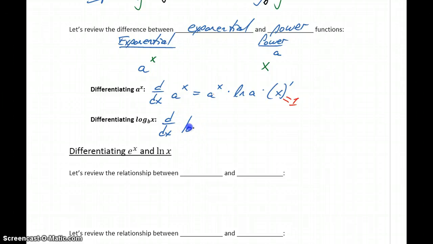To differentiate a log function with base b, we take the derivative with respect to x of log base b of x. This is going to equal 1 over x, so whatever this value is here, so 1 over x, times the natural log of the base, so all of that in the denominator of that fraction, times the derivative of x. Again, times the derivative of whatever it is we're taking the log of, which again is always going to be equal to 1.